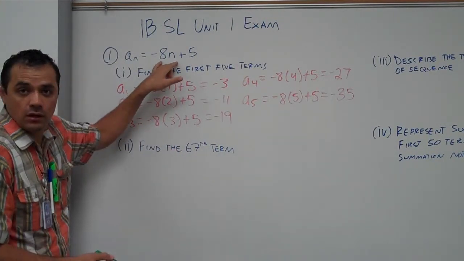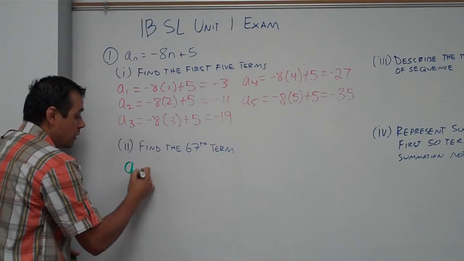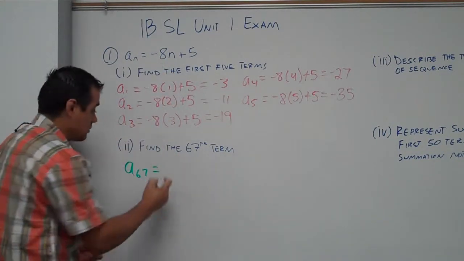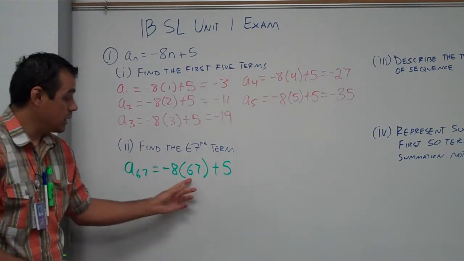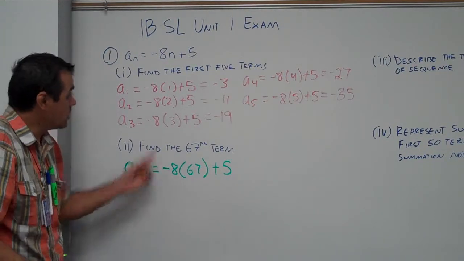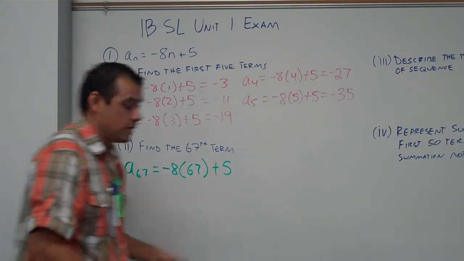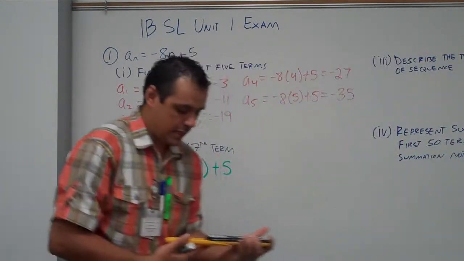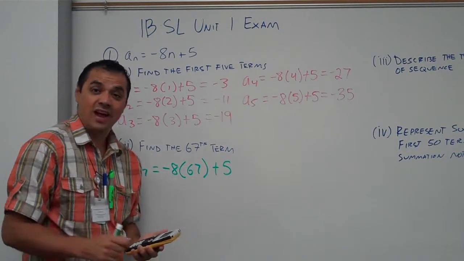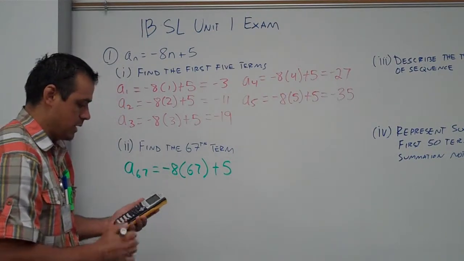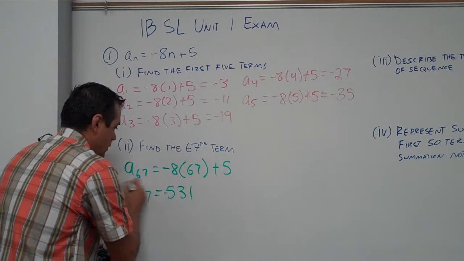Since they already gave you the formula, all you need to do is plug in your 67 for n, and you're done. I want to know my 67th term of this specific sequence. This formula gives you any term you want, so if I want this one, I replace n with 67. Let's plug it in. With my handy dandy calculator, negative 8 times positive 67 gives you negative 536, plus 5 gives me negative 531. This is my 67th term.